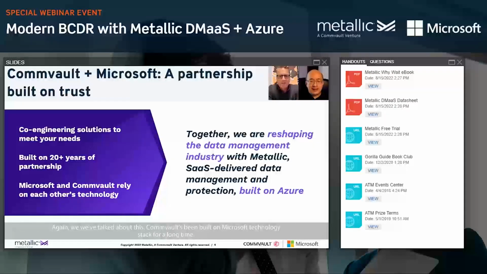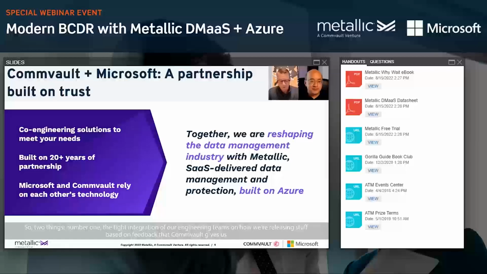Again, we've talked about this. Commvault's been built on Microsoft technology stack for a long time. It helped us really deliver the on-prem experience of our products when we started launching more productivity services and database engines. And now as we move into this hybrid world with virtual machines and IaaS, you've been there along that journey for us. And now as we do pure platform as a service and applications and data as a service, you guys are right there with us every step of the way.